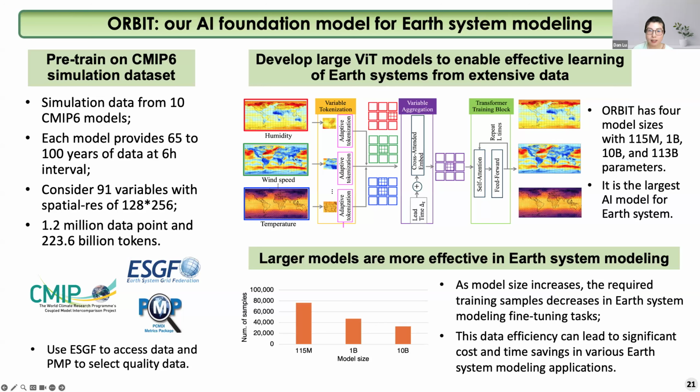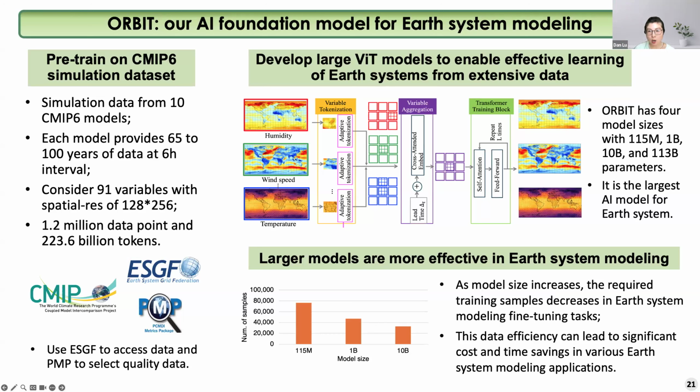It incorporates 91 variables, including temperature, wind speed, humidity, and geopotential, spanning the surface to 17 atmospheric layers. To explore how model performance scales with the data size and the computational cost, we have designed four versions of Orbit, ranging from 100 million to 100 billion parameters. This evaluation can help us optimize the scalability based on available data, computing resources, and the accuracy requirements.